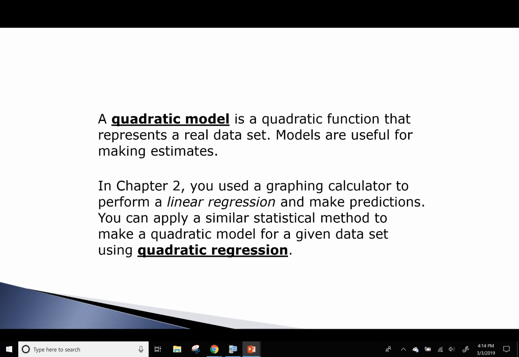Now, a quadratic model is a quadratic function that represents a real data set. Models are useful for making estimates. So just like a linear model in the last video represented a linear function, quadratic models will represent a quadratic function. And same thing with regression as well.